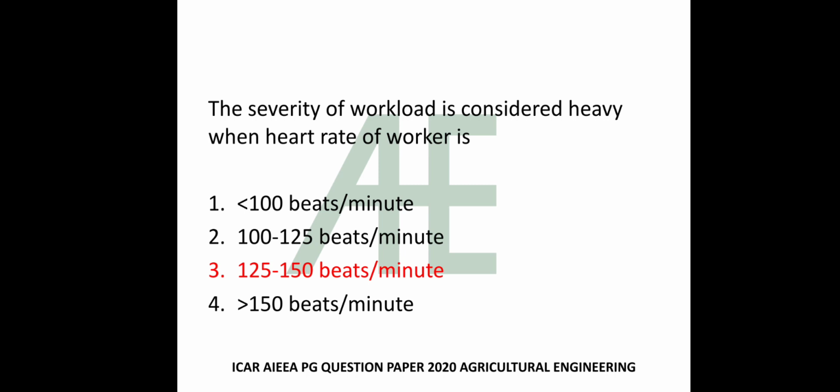The severity of workload is considered heavy when the heart rate of the worker is: less than 100 beats per minute, 100 to 125 beats per minute, 125 to 150 beats per minute, greater than 150 beats per minute. The answer is 125 to 150 beats per minute.